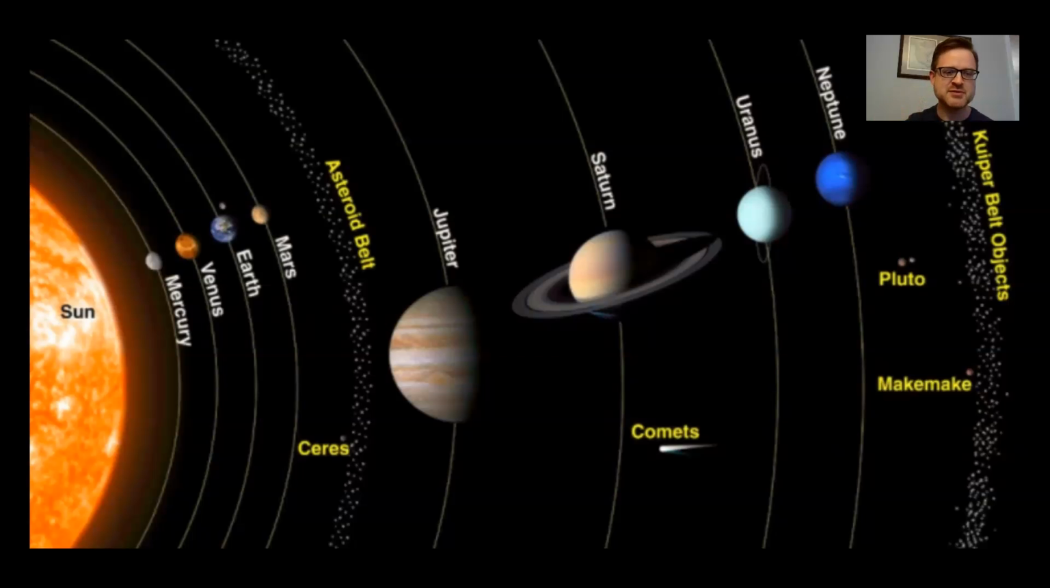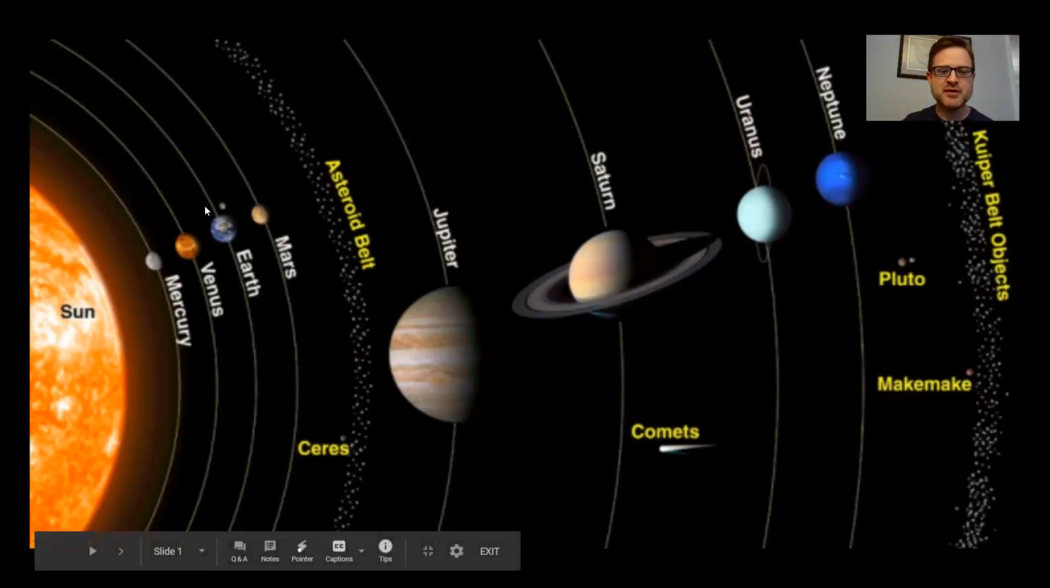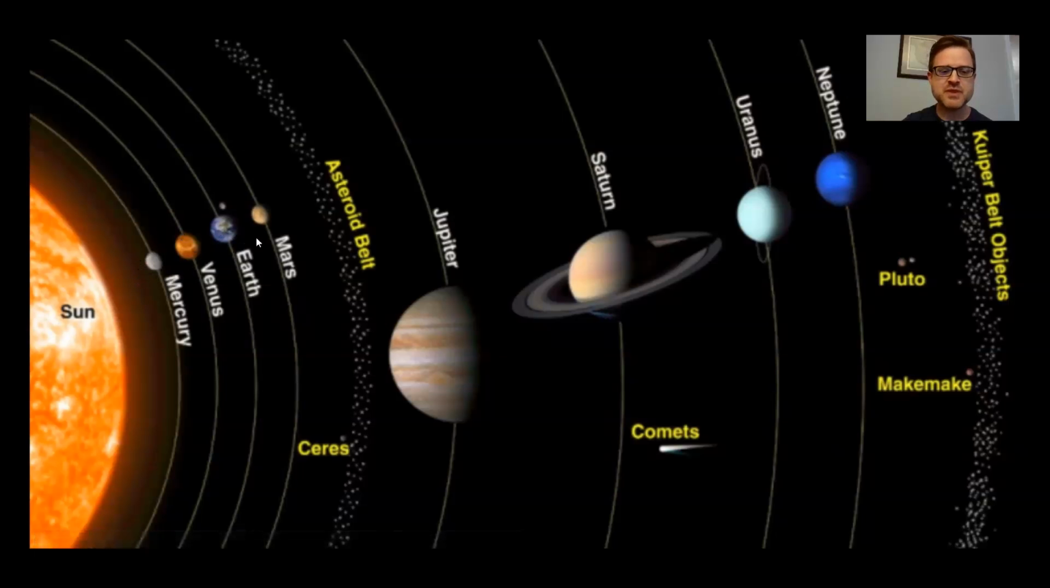The inner planets, you can see Mercury, Venus, Earth, and Mars. Again, the spacing here is inaccurate. These are small rocky terrestrial planets. Then we have the asteroid belt. Then we have the four gas giant outer planets, Jupiter, Saturn, Uranus, and Neptune. Then we have this belt called the Kuiper belt.